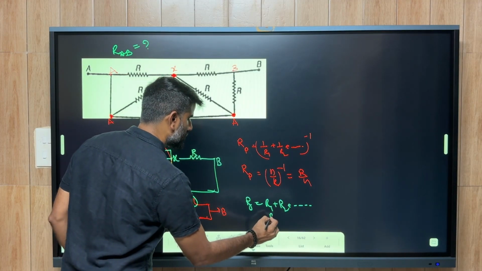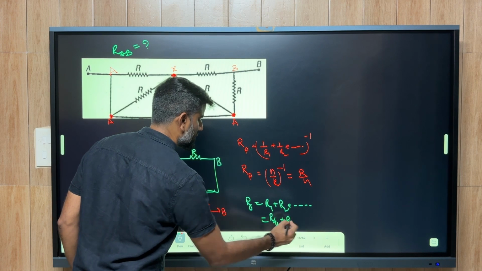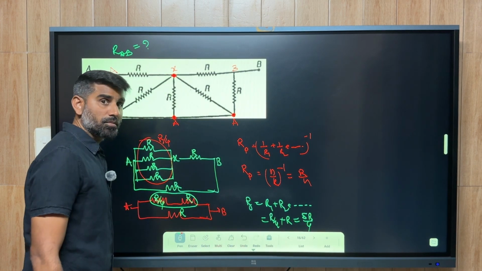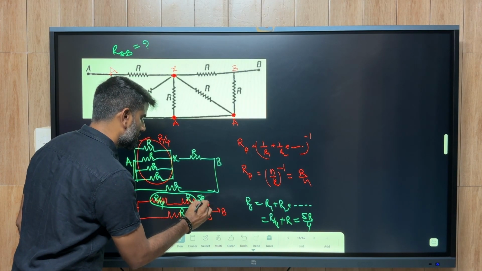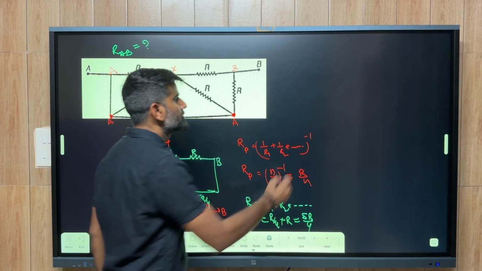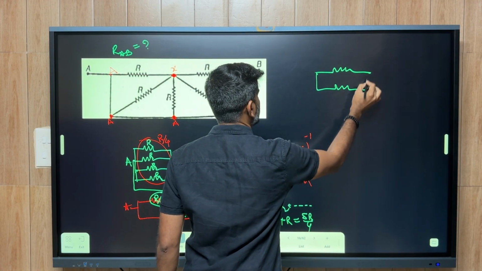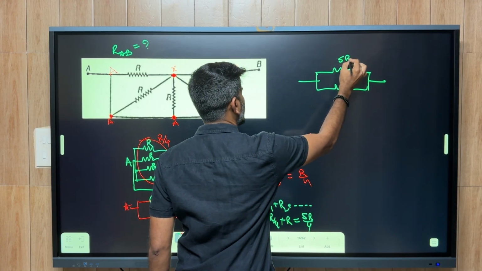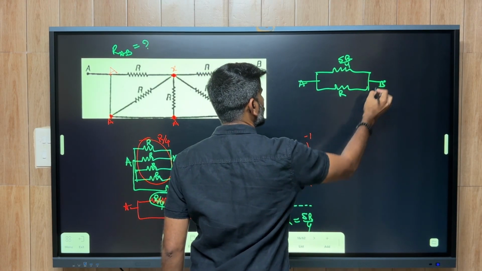What is it? R by 4 plus R. 5R by 4 is the equivalent resistance here. Now the circuit is reduced, so it will look something like this. This is 5R by 4 and this is R. Here we have A and B.